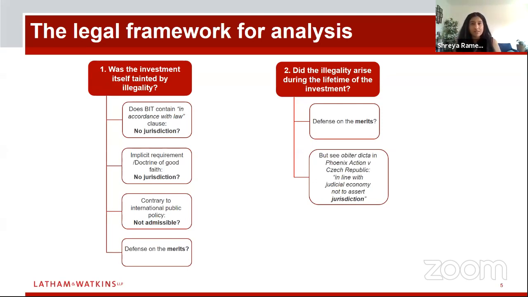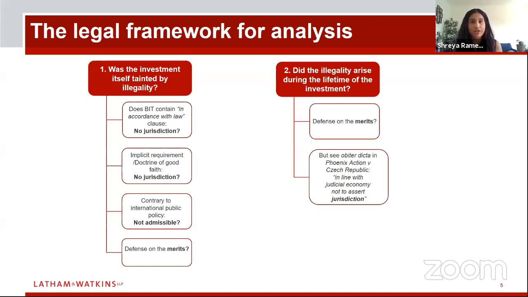Even in the absence of such a provision in the investment treaty, parties are known to make corruption allegations, and we'll get into that as well. For the next little bit, I'll analyze the different stages at which a corruption claim can be brought.